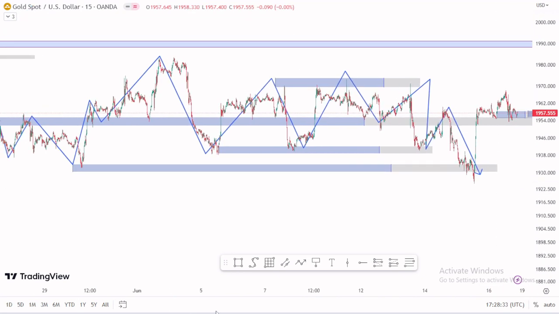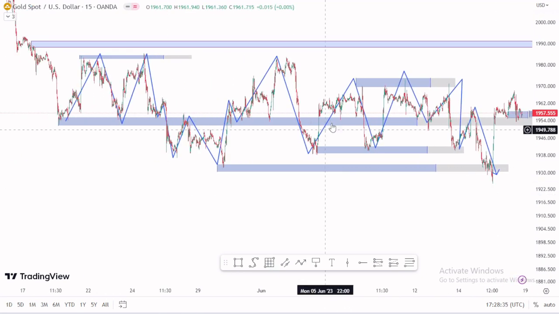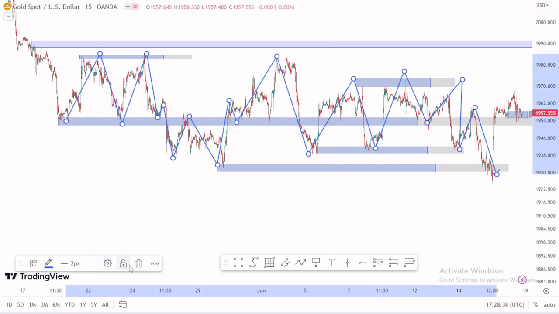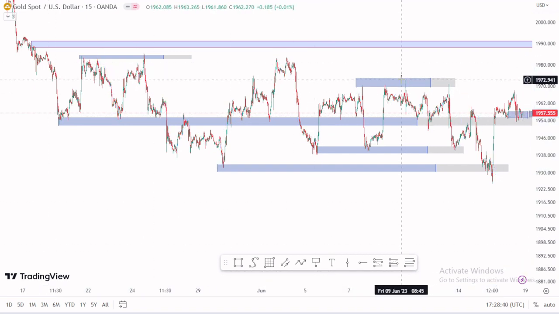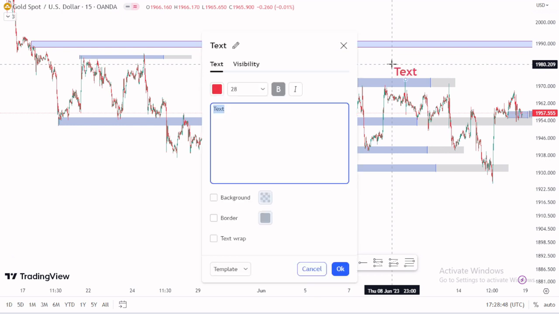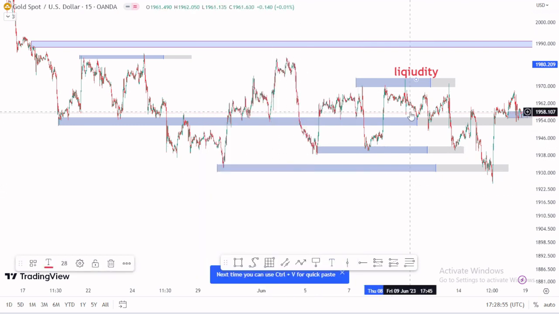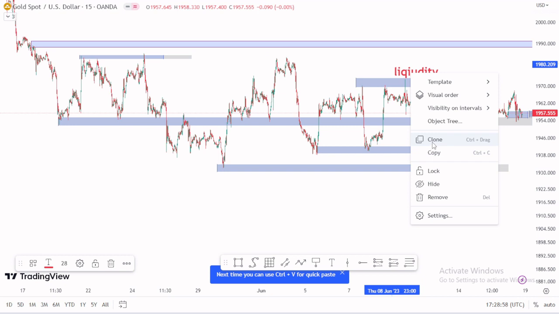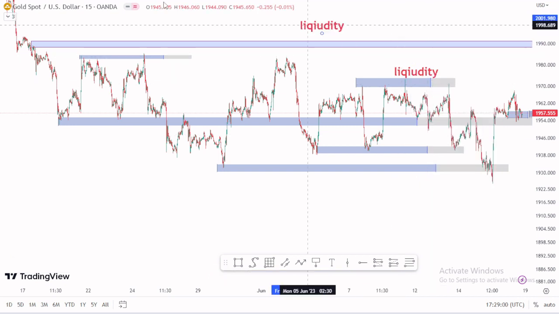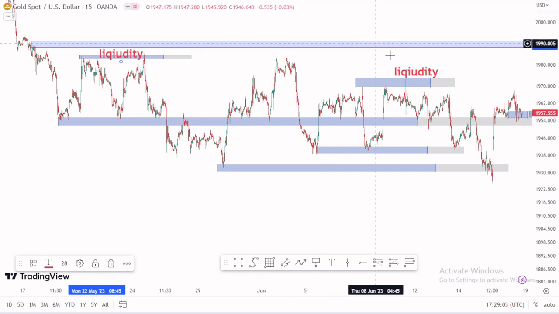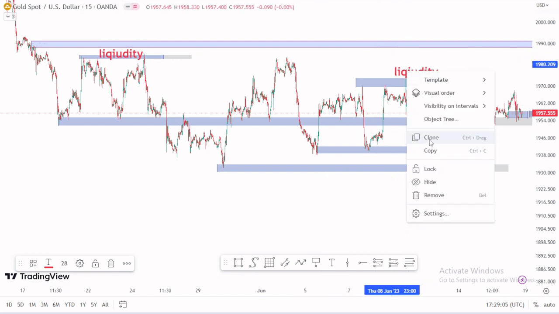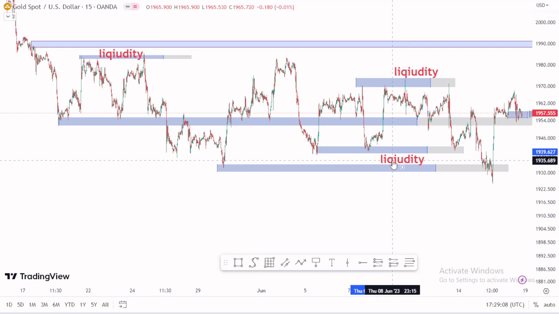So guys, the gold we are still analyzing. Let me first remove this. This was just to show you how structure has been moving. Consider this to be liquidity. Let me clone this. You can see we have more liquidity right here. So this liquidity down here was taken out. This liquidity right here was taken out.